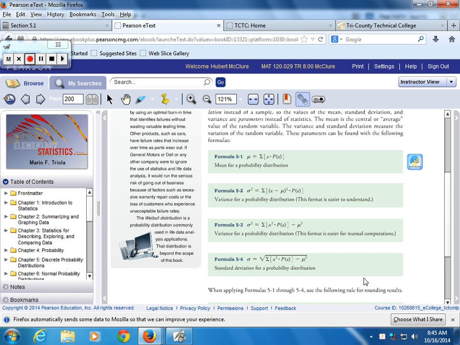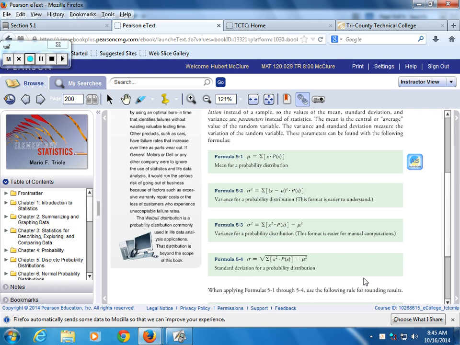Mean for the probability distribution. Take X times P of X and you add them all up. Again, the spreadsheet is a whole lot easier to use, especially if you do it for a certain amount, like 4 events, 5 events, 6 events, and then you just have to type in the numbers and it'll spit out the answer.